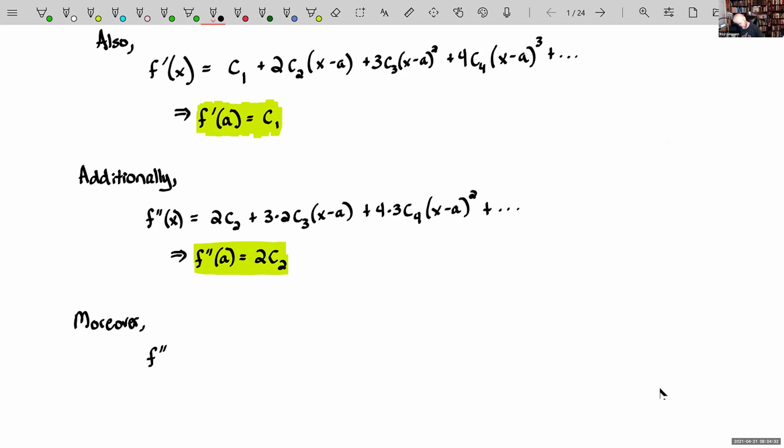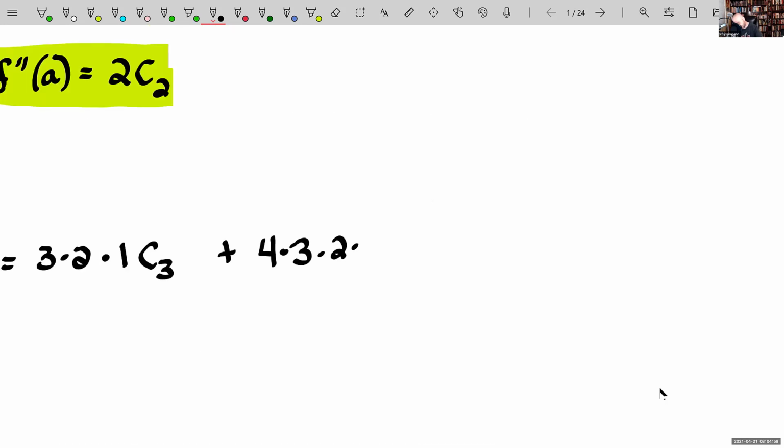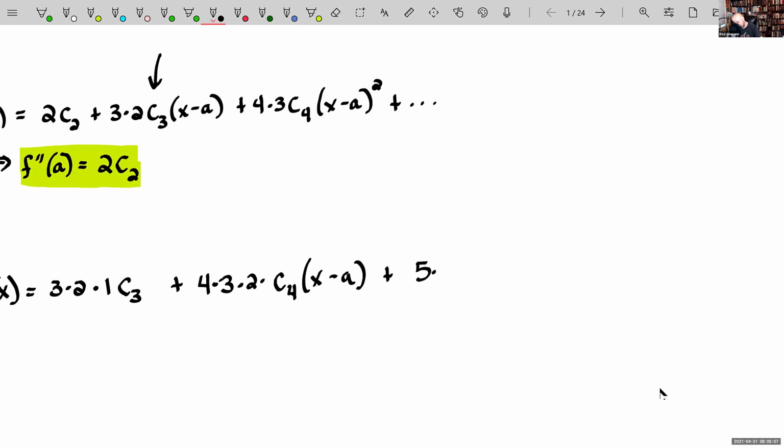The third derivative will set the pattern. Derivative of a constant, that's 0. The derivative of the next one in line is 3 times 2 times 1 times c3. Plus, the derivative of the next one in line is 4 times 3 times 2 times c4, x minus a to the first. Plus, the next one in line will be 5 times 4 times 3 c5, x minus a squared, plus dot, dot, dot.